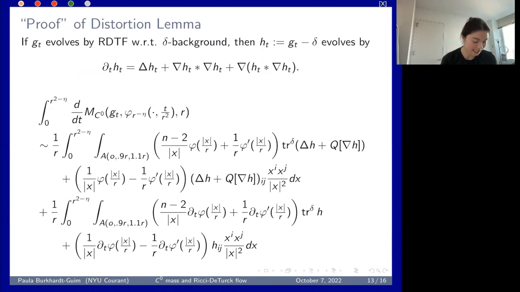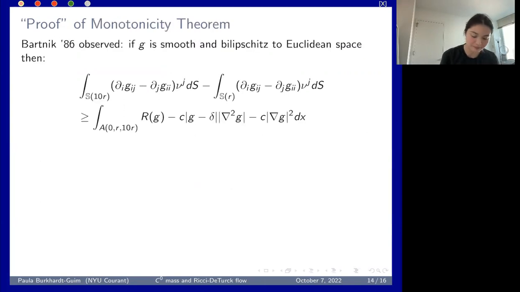All right. And so maybe now I will say a little bit about how you would prove this monotonicity theorem. This is just based on this observation of Bartnik. Back in his 86 paper, Bartnik observed that if you have a smooth Riemannian metric which is bi-Lipschitz to Euclidean space, then this inequality is true. And here, these are just the things from the ADM mass, right?